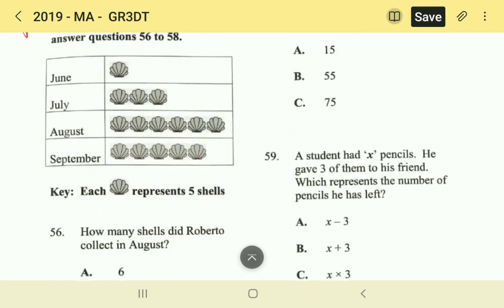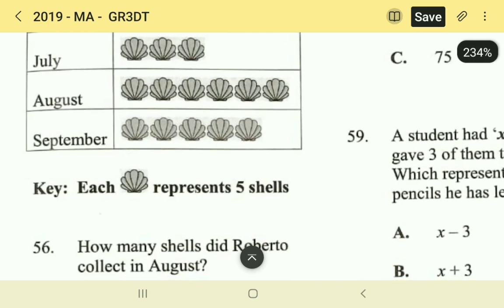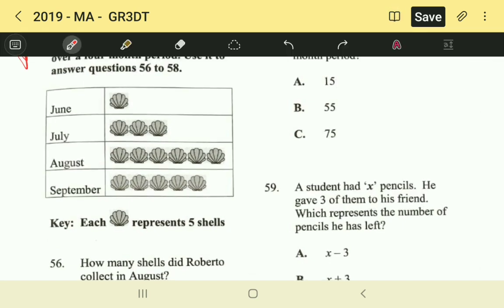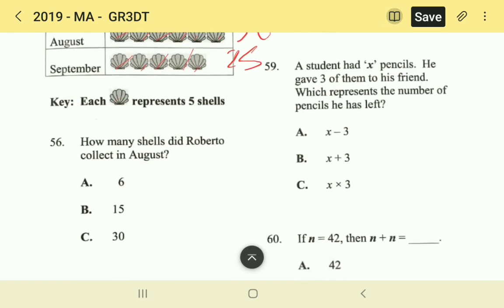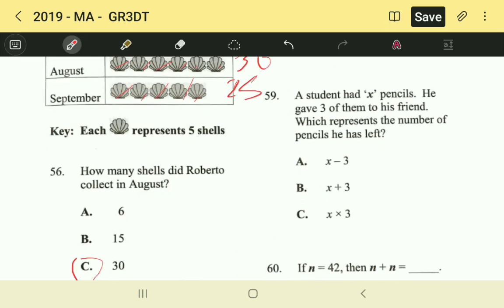Let's see. So in June, there's a key. Always look for a key. And the key says each shell represents 5 shells. Same thing they represented in the last paper. So this is a 5. 5 in June, 5, 10, 15 in July, 5, 10, 15, 20, 25, 30 in August, 5, 10, 15, 20, 25 in September. Let's see what they asked. How many shells did Roberto collect in August? And that's 30 because we would have worked it out already.